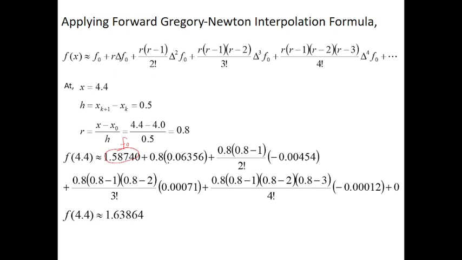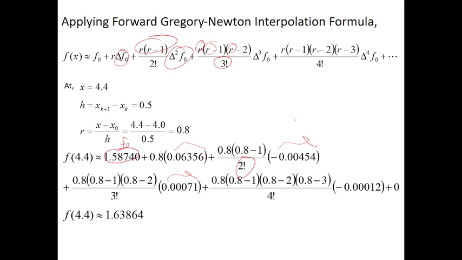And then we have r is 0.8, then 0.06356 delta f sub 0, based from the table. Then plus 0.8 times 0.8 minus 1 over 2 factorial, then delta squared f sub 0, based from the forward difference table. Then we have 0.8 minus 1, 0.8 minus 2 over 3 factorial times delta cube f sub 0, based from the forward difference table.